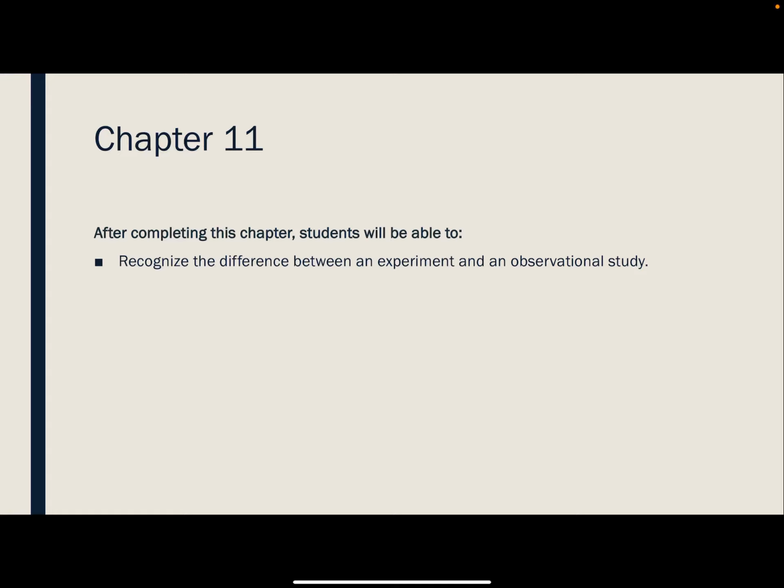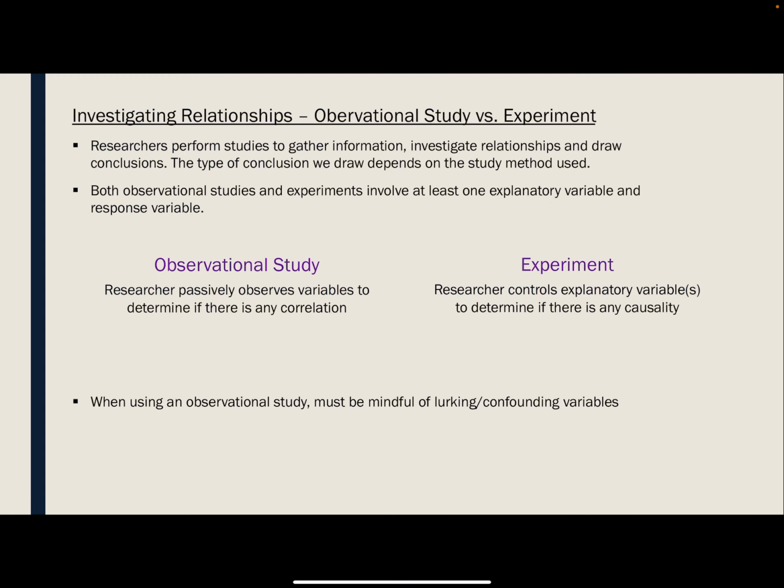Hi everyone. In this video we're going to look at Chapter 11, and Chapter 11 looks at experiments and observational studies and the difference between the two. With both observational studies and experiments, researchers are looking to investigate the relationship between two or more variables. And then, of course, they want to draw a conclusion. The type of conclusion that a researcher can draw will depend on the method that they use.